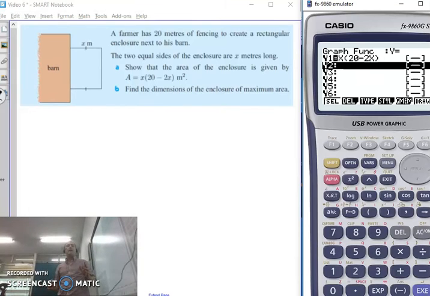We're going to have a look at how you use quadratics to solve certain problems. So a farmer has 20 meters of fencing to create a rectangular enclosure next to his barn. The two equal sides of the enclosure are X meters long.